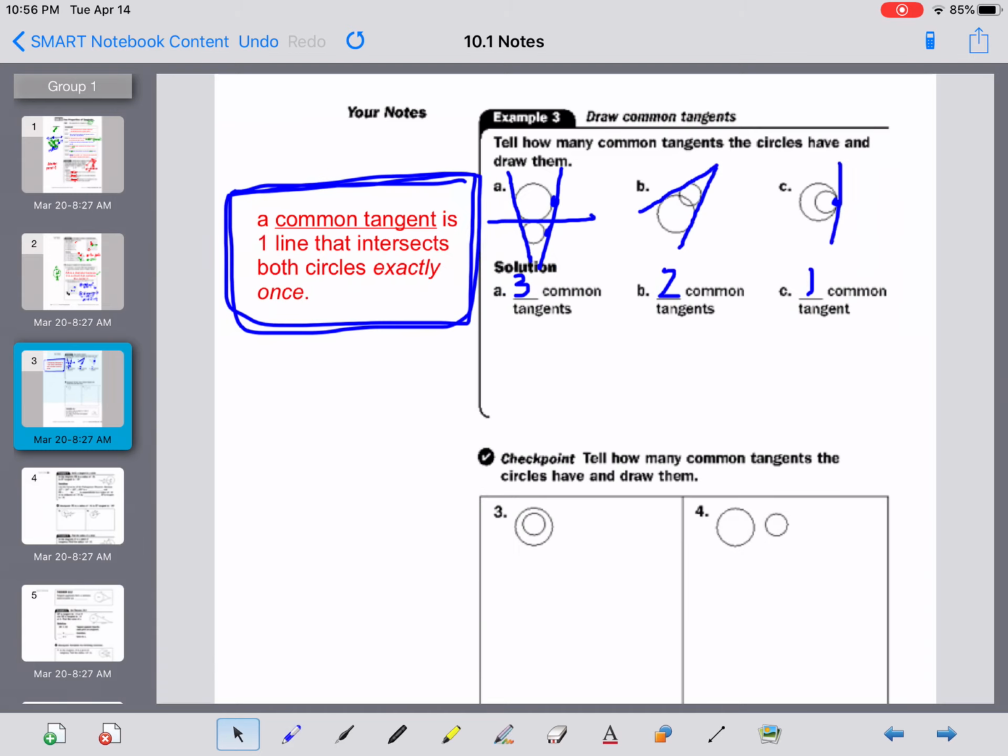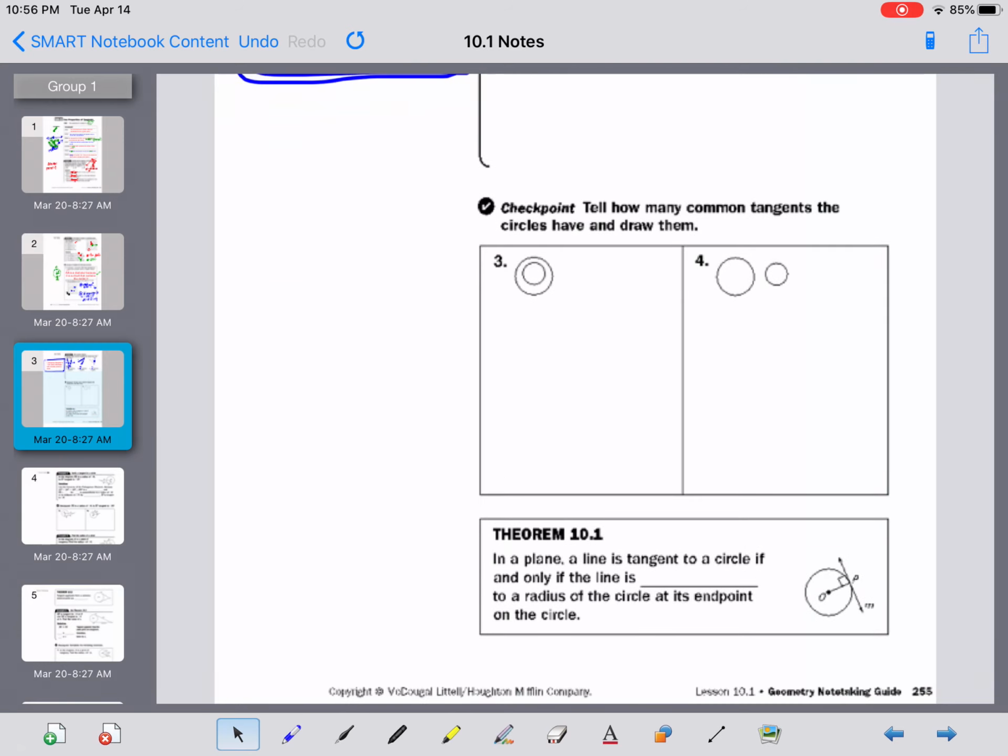You'll notice for 3 and 4 down here, they just keep going, and I get 2 more scenarios. On 3, I have 2 circles, one inside of the other. I cannot touch that inside circle without touching the outside circle at least twice. So because of that, I have 0 common tangents.